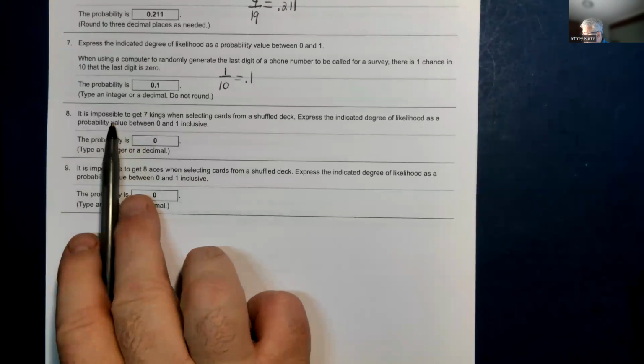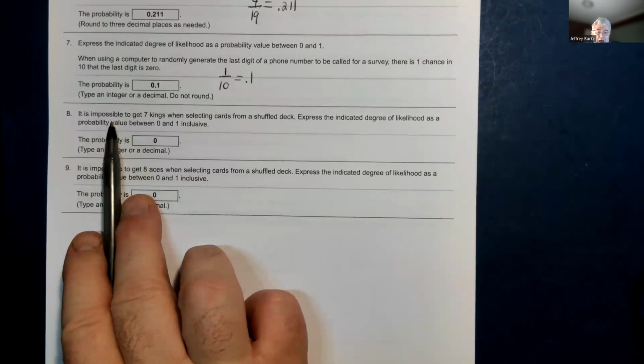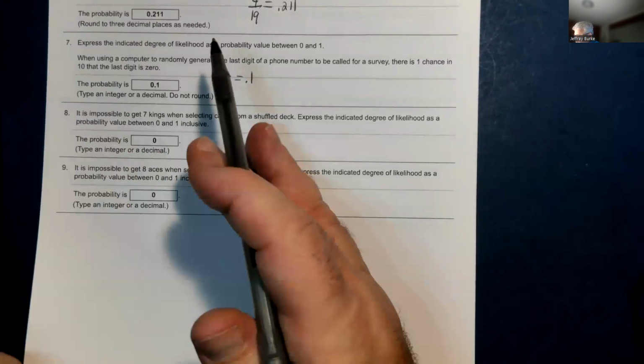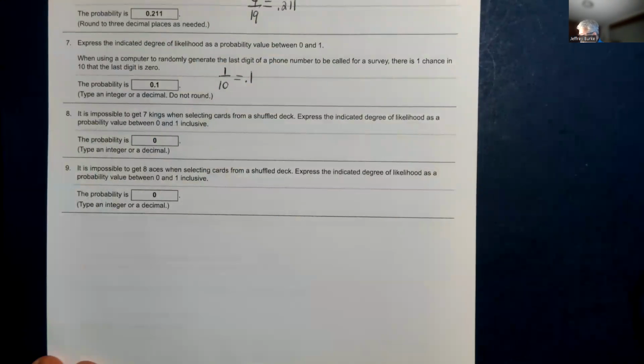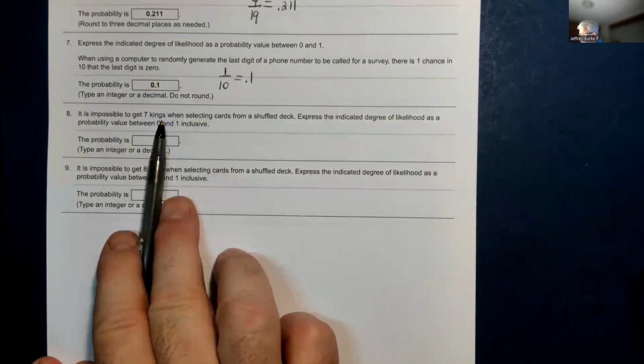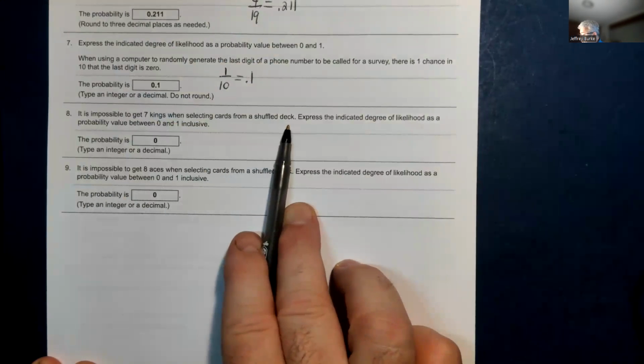All right, let's take a look at, I'll do 8 and then I'll go on to, I think the next problem is actually more of this. So I'll do 8, I'll skip 9. It says it is impossible to get 7 kings when selecting cards from a shuffled deck.